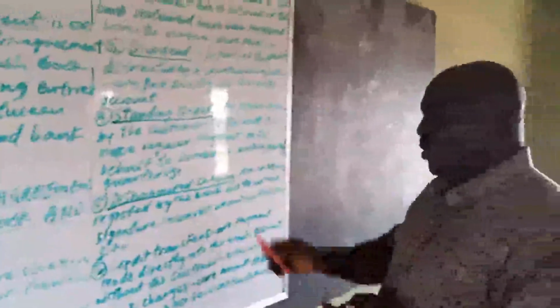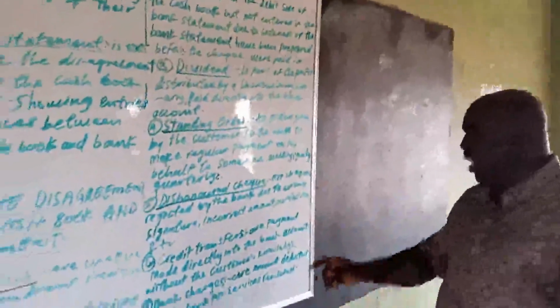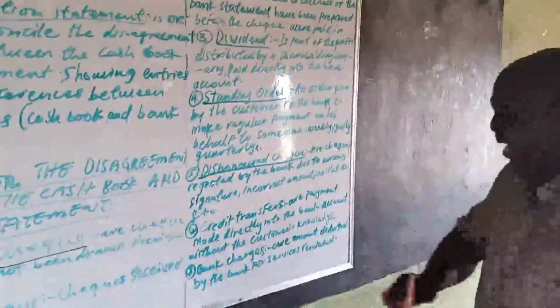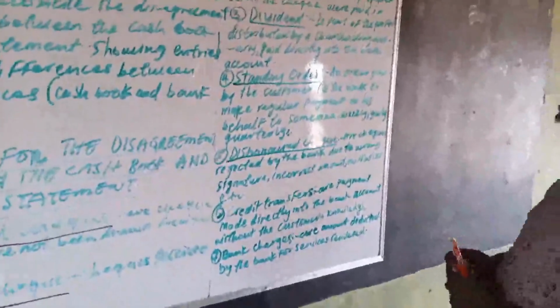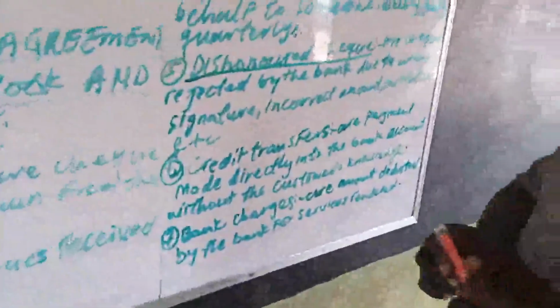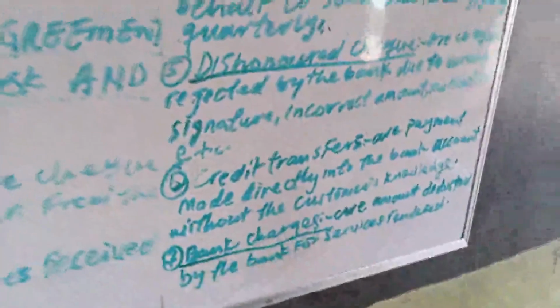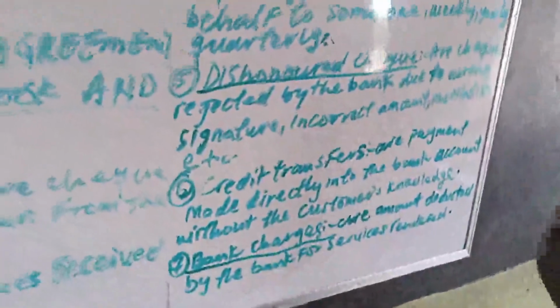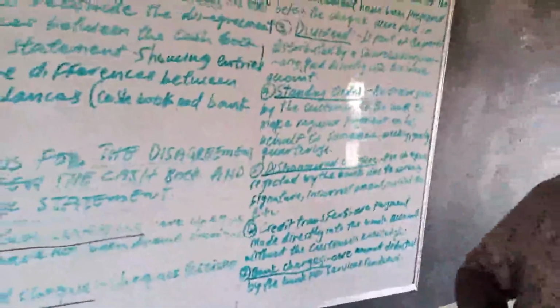And number 6, we have credit transfer. Now, credit transfer is one in which payments are made directly into the bank account of the customer of the bank without the customer's knowledge. And number 7, we have bank charges. The bank charges are amounts deducted by the bank for services rendered. And when the bank is charging this amount, the customer of the bank is not aware that the bank is deducting all these charges.